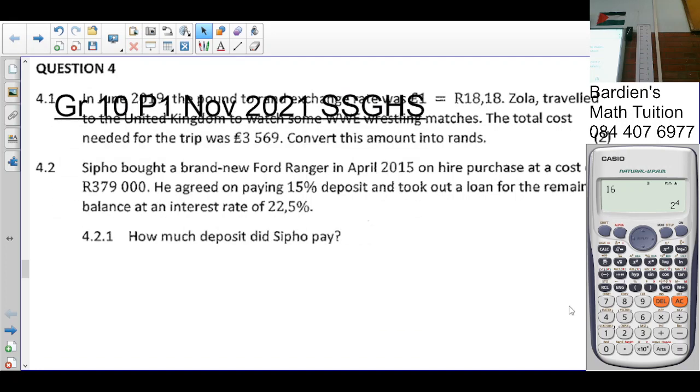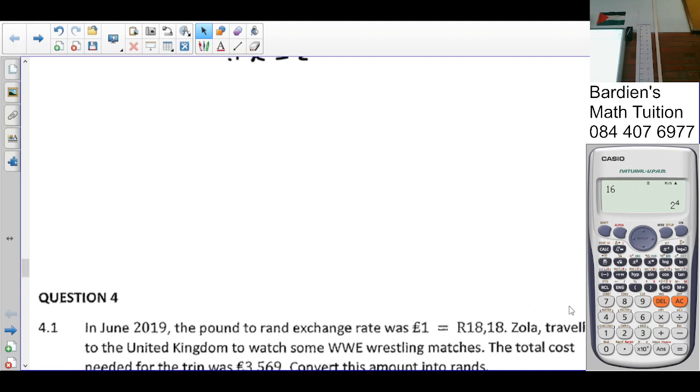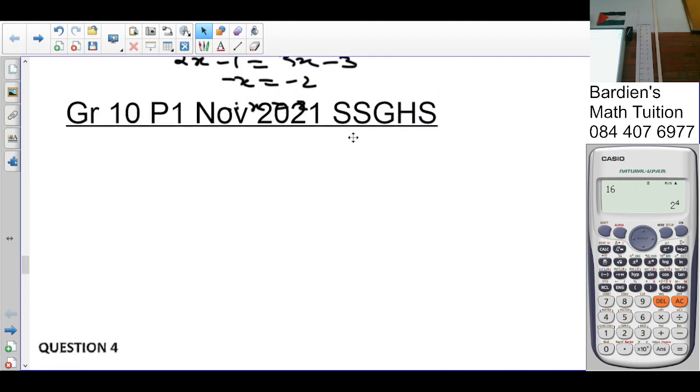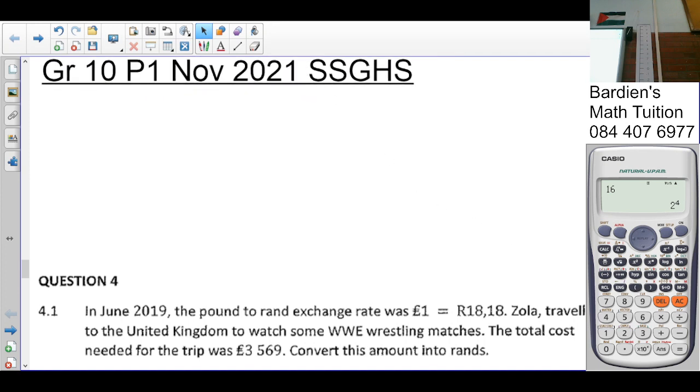Okay, so you must convert a pound amount into rands. So what do we need? We need definitely the exchange rate. Okay, so 1 pound is equal to 18 rand and 18 cents.